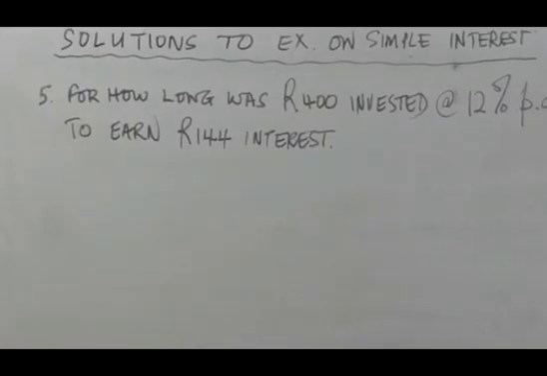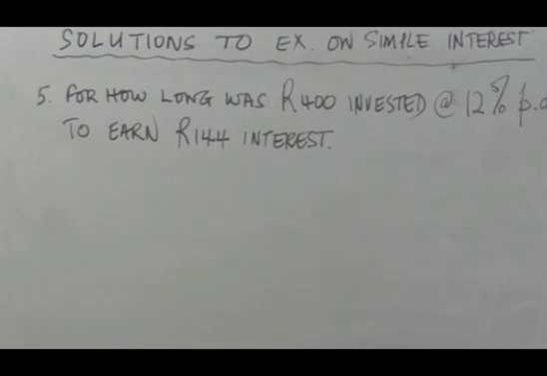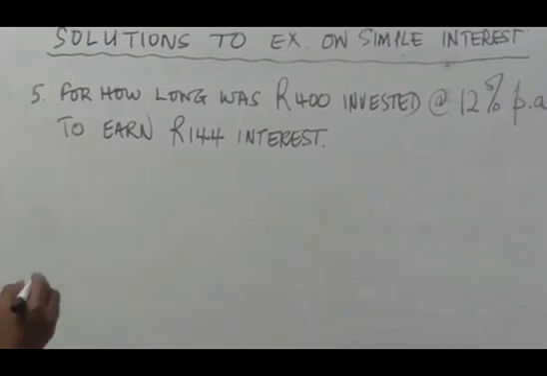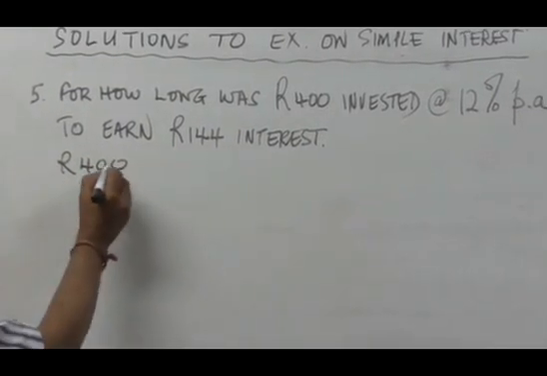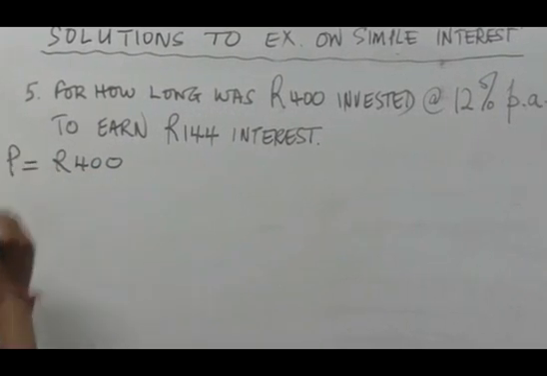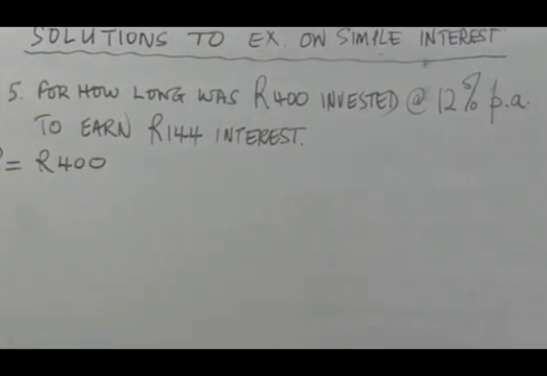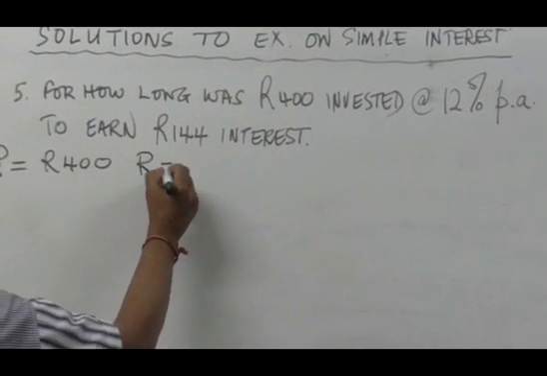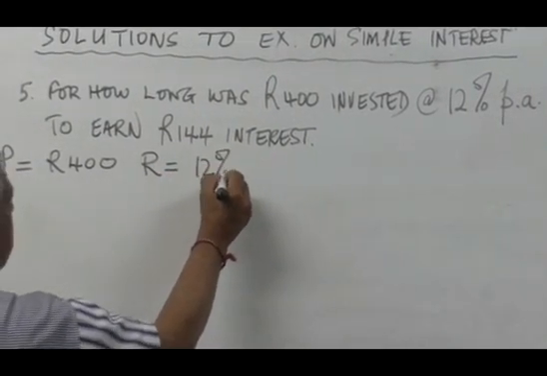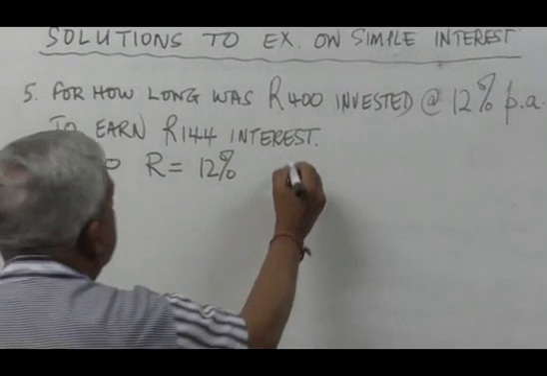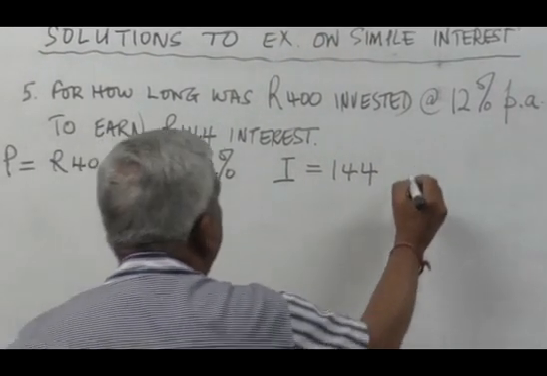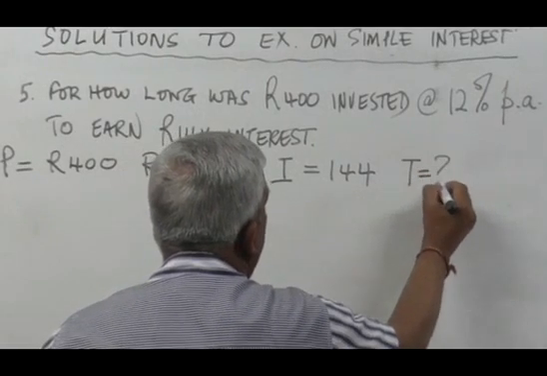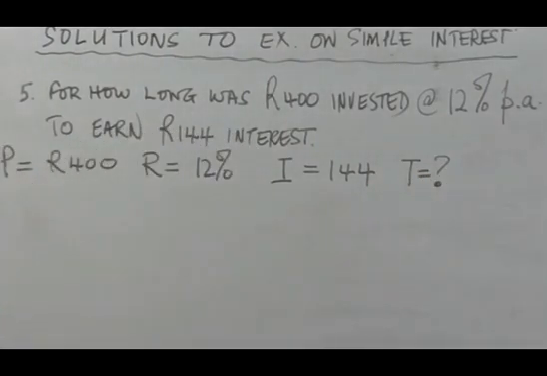Alright, number 5. For how long was 400 Rand invested at 12% per annum to earn 144 Rand interest? Well, let's put down what is 400. 400 Rand is really P, your principal. Principal is 400 Rand. Your rate is 12%. And your interest is 144. We are trying to find the time.